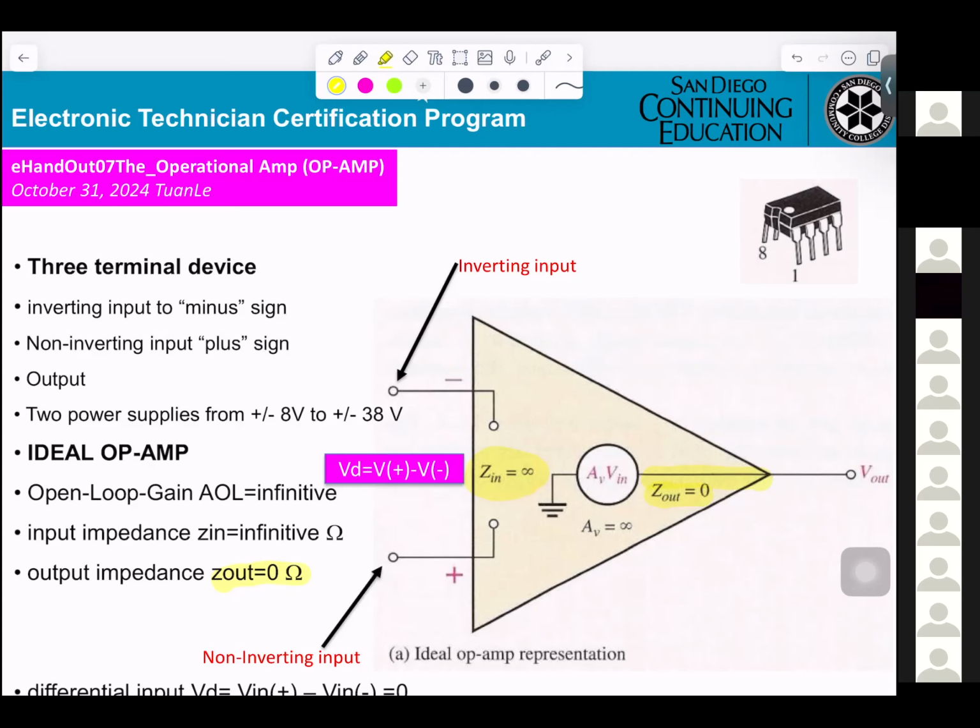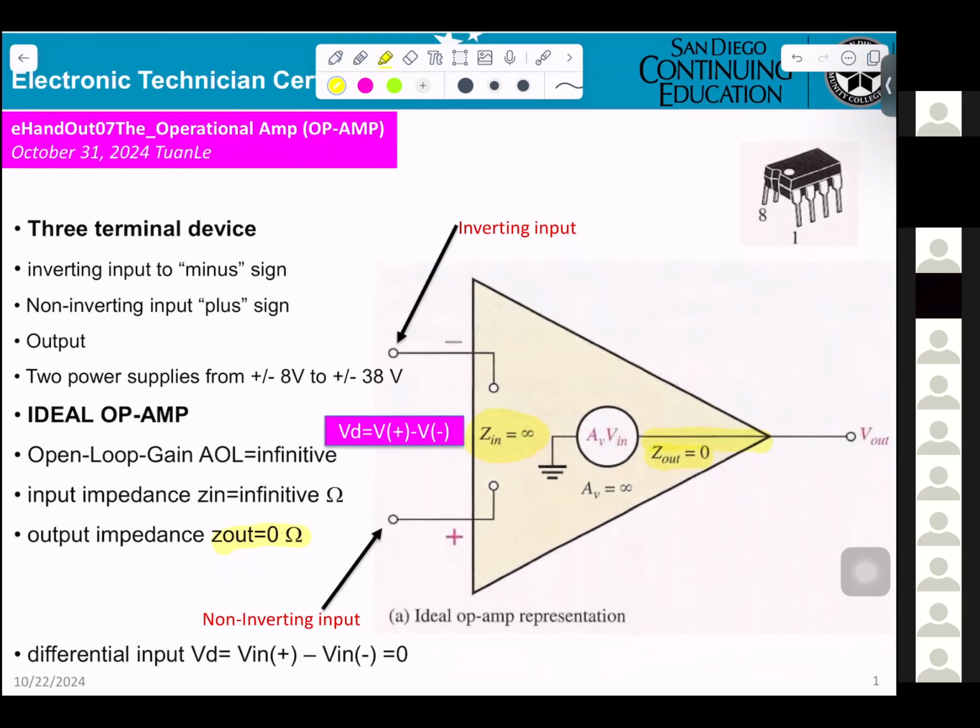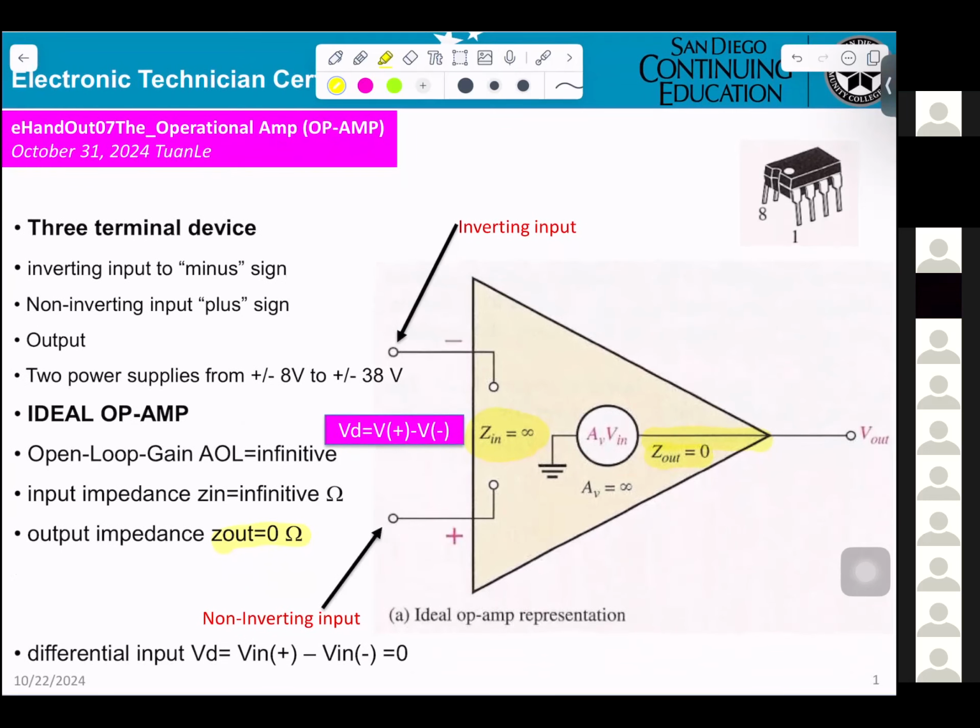Okay. And they will be telling you VD. What does that mean, VD? Differential input VD equals V in positive minus V in negative, and they equal 0. So that will tell you what?